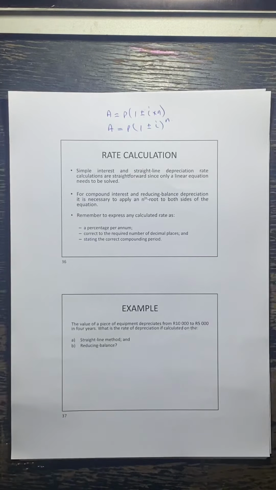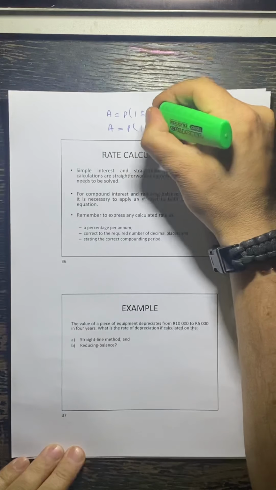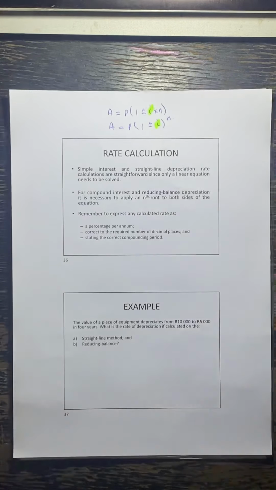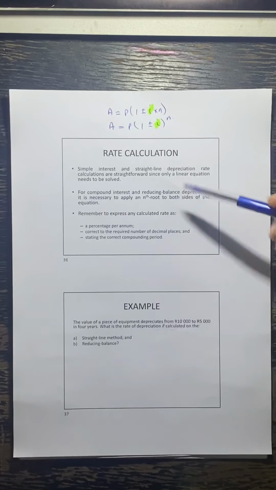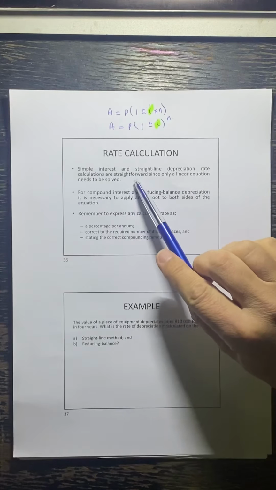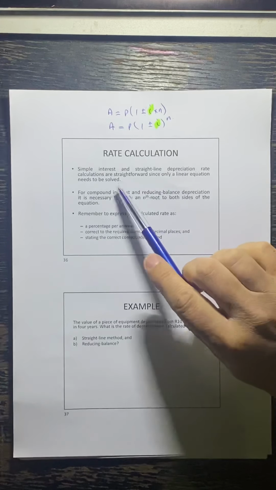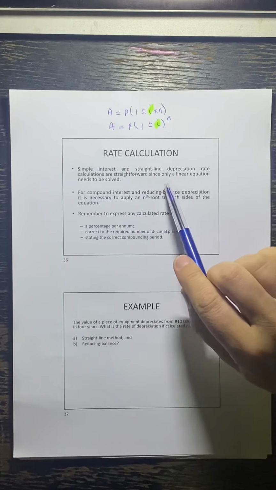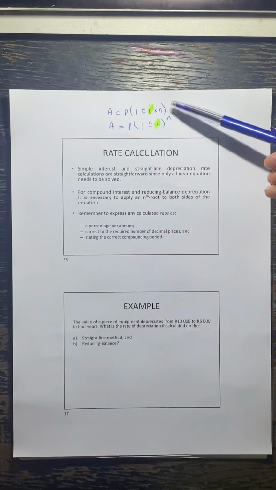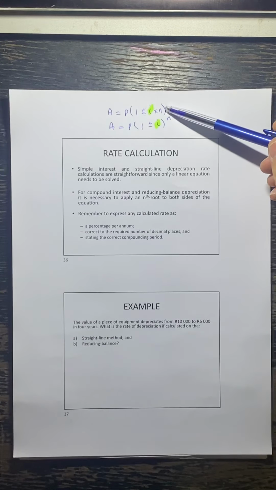So what we're going to be doing in this section is we're going to actually be calculating what is this I value. Okay. So just a couple of things here that you guys need to get down in your book. So simple interest and straight line depreciation rate calculations are straightforward since only a linear equation needs to be solved. And this is this one over here. It's just a linear equation.